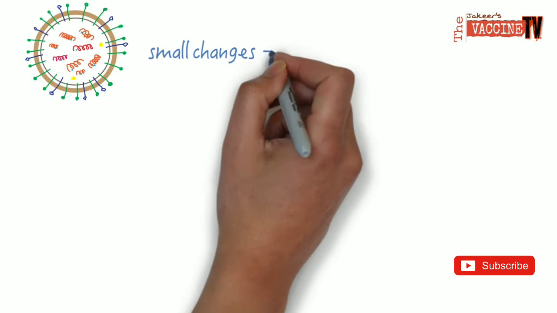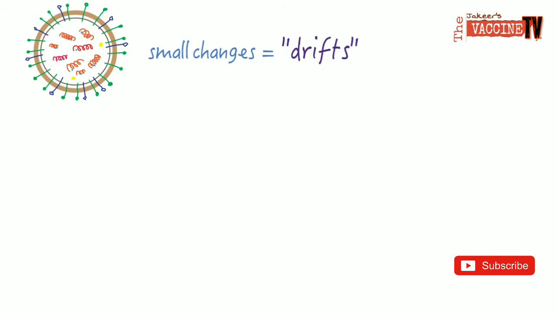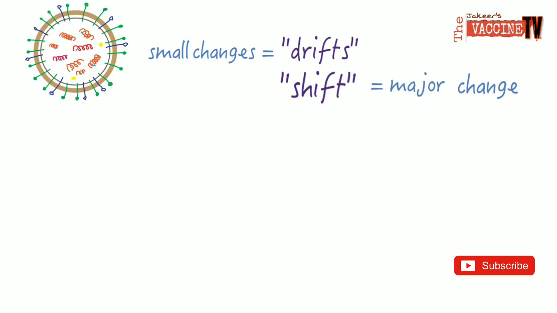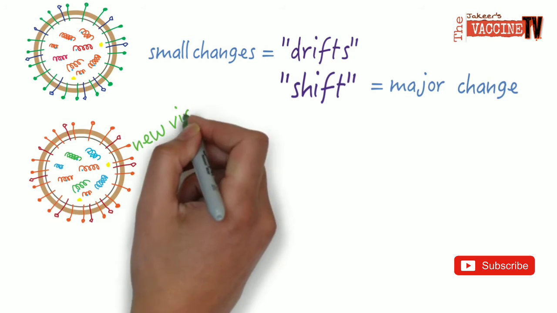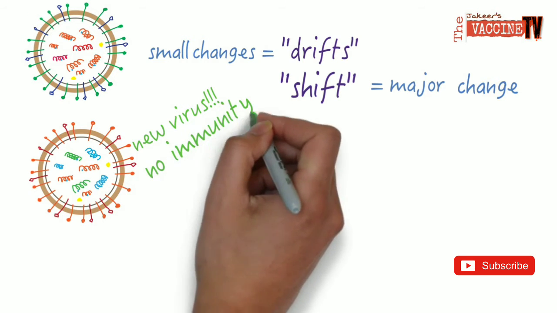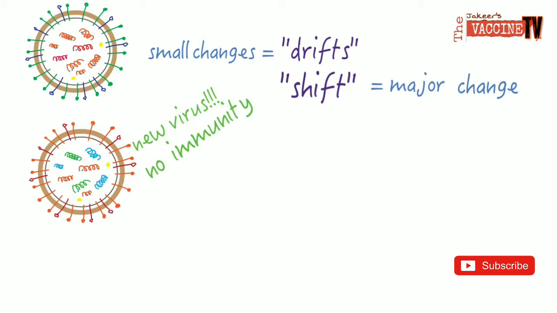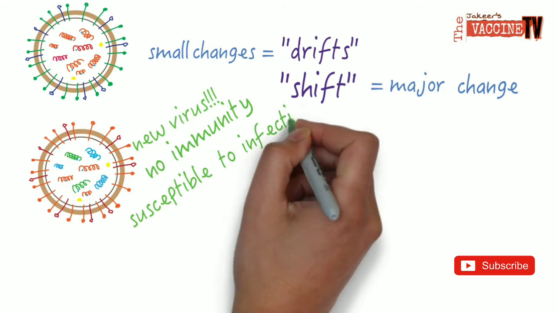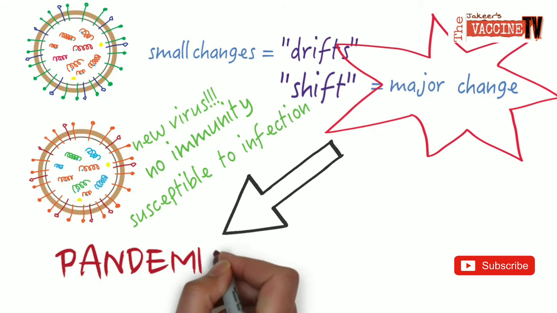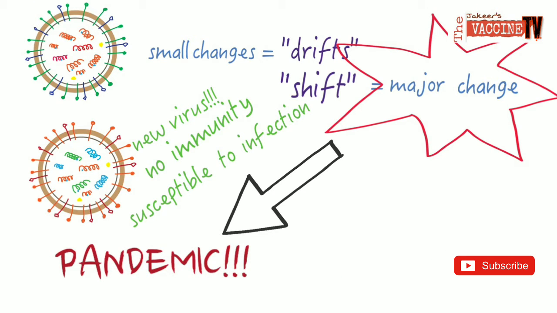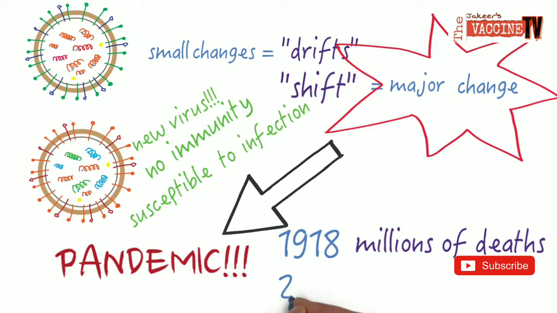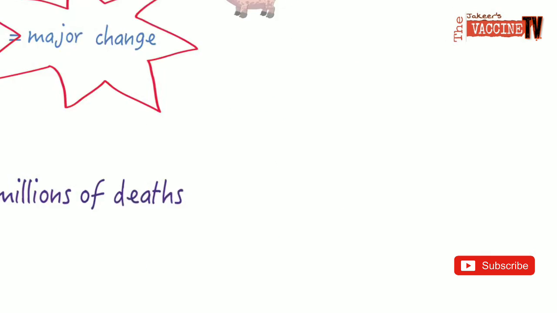Small changes are called drifts, and they happen all the time. However, ever so often there's a shift, or a major change of the virus. This leads to the creation of a completely new type of influenza virus which people have hardly any immunity to. This lack of immunity can result in millions of people around the world getting infected with this new type of virus. When this happens, it's called a pandemic. The largest flu pandemic was in 1918, killing up to 50 million people. The most recent pandemic was in 2009.